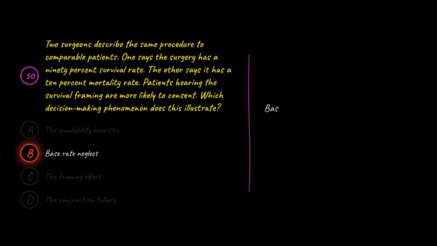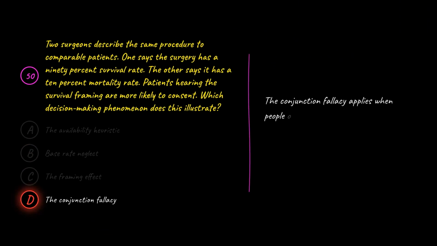B is wrong because base rate neglect is the failure to incorporate prior probabilities, a different reasoning error. D is wrong because the conjunction fallacy applies when people overestimate the probability of joint events, not the gain versus loss framing manipulation described. The framing effect is the finding that logically equivalent descriptions of the same outcome can produce different choices, simply by emphasizing gains versus losses. This pattern, introduced by Kahneman and Tversky through prospect theory, shows that how an option is worded matters just as much as what the option actually is.